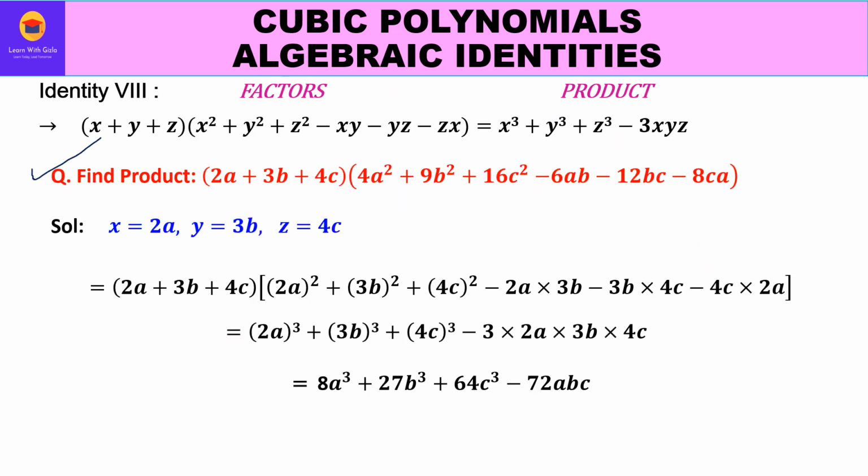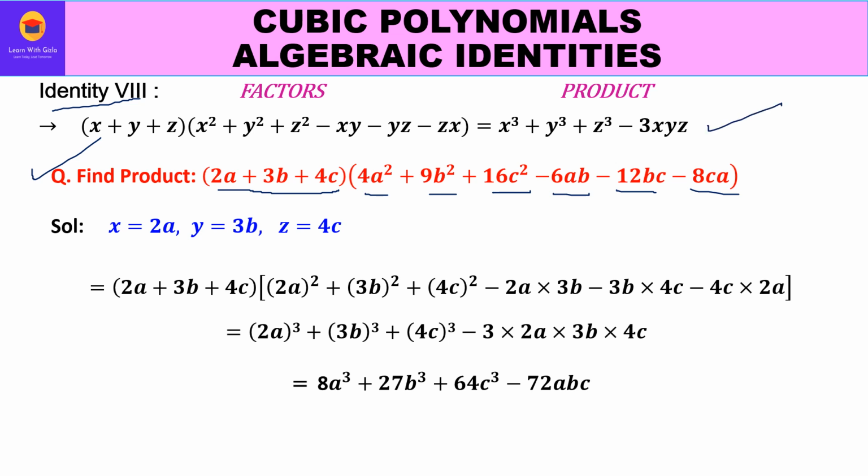Now the question is, find the product when 2a + 3b + 4c is multiplied to 4a square + 9b square + 16c square − 6ab − 12bc − 8ca. The moment you see such long factors, you should know that it is your identity 8. Now these are the factors. You have to find the product. The product is this according to identity 8.